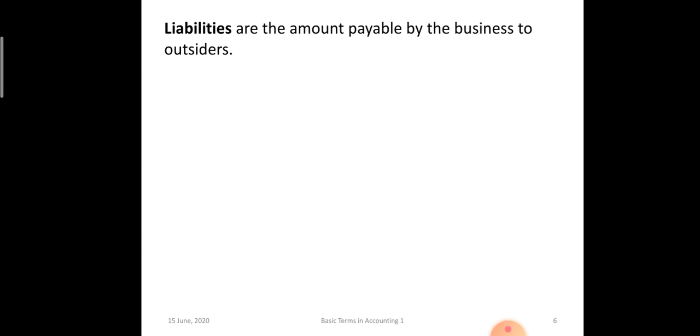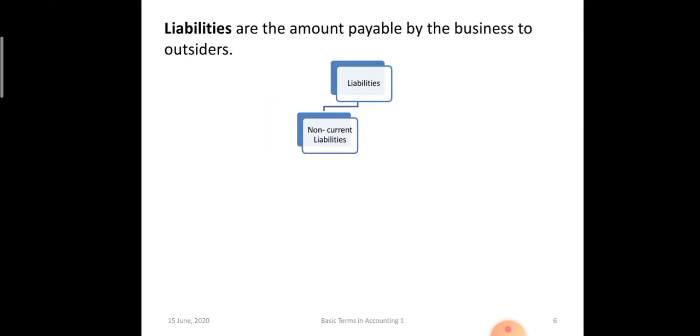The next term which we are going to discuss is liability. Now liability is the amount which is payable by the business to outsiders. Liability can be further classified, like assets, into non-current liabilities and current liabilities. So as discussed in assets, non-current assets remain in the business for a long period of time.